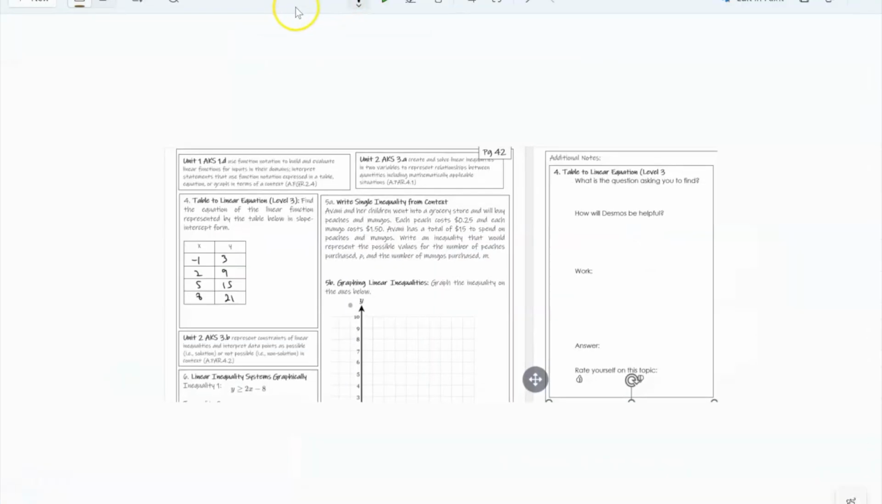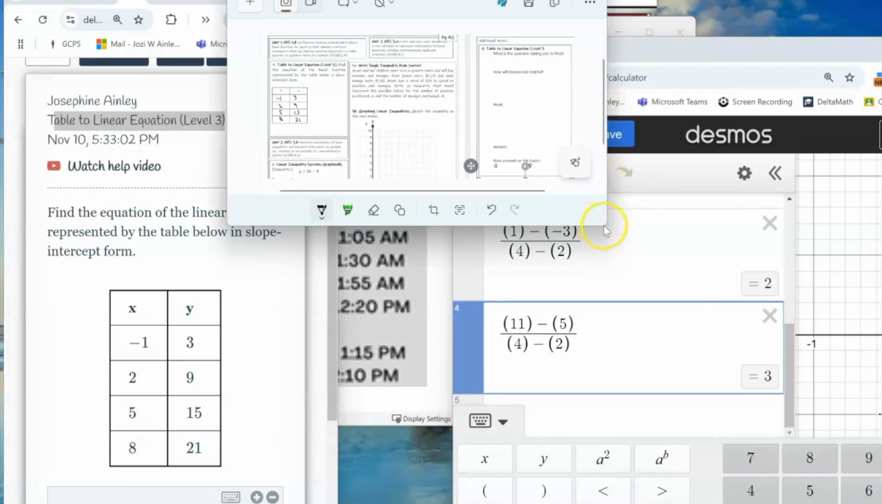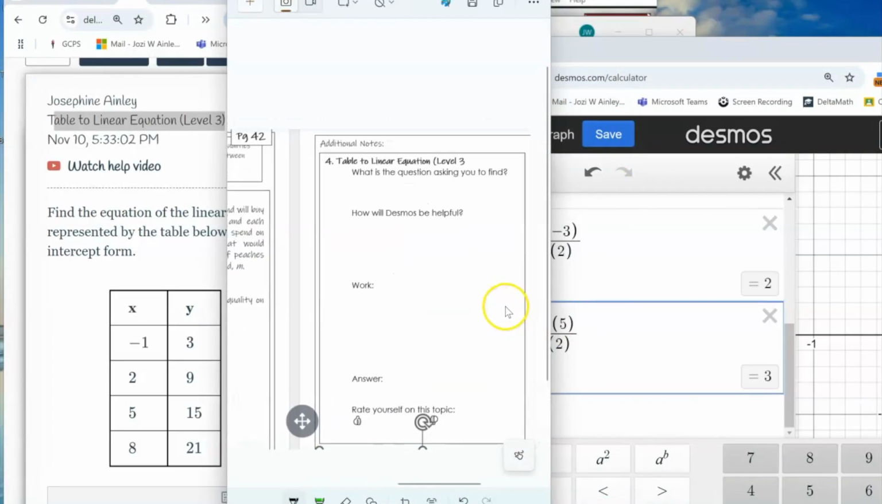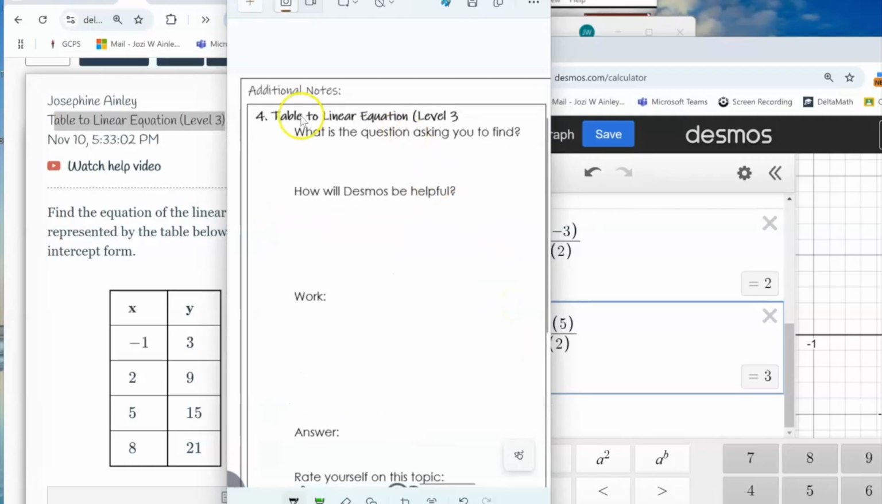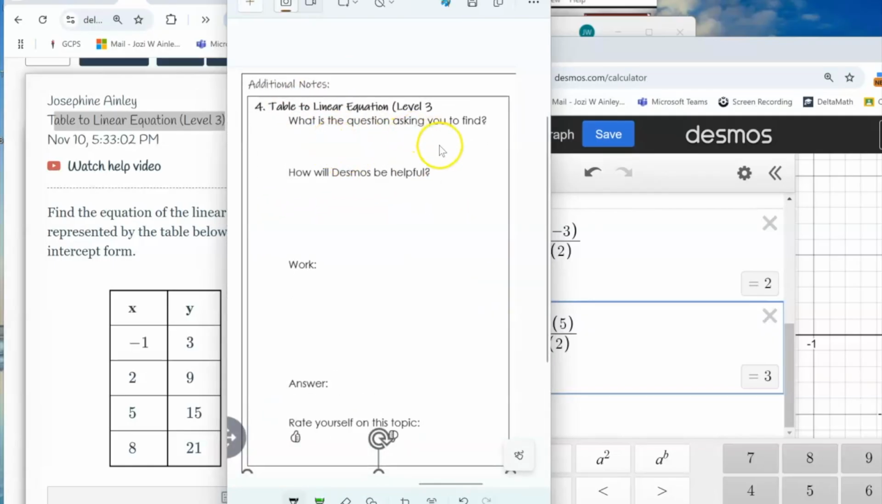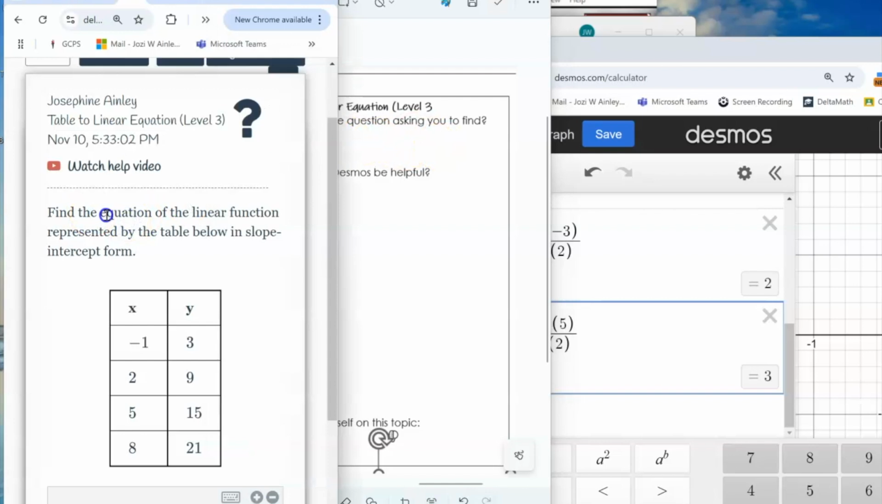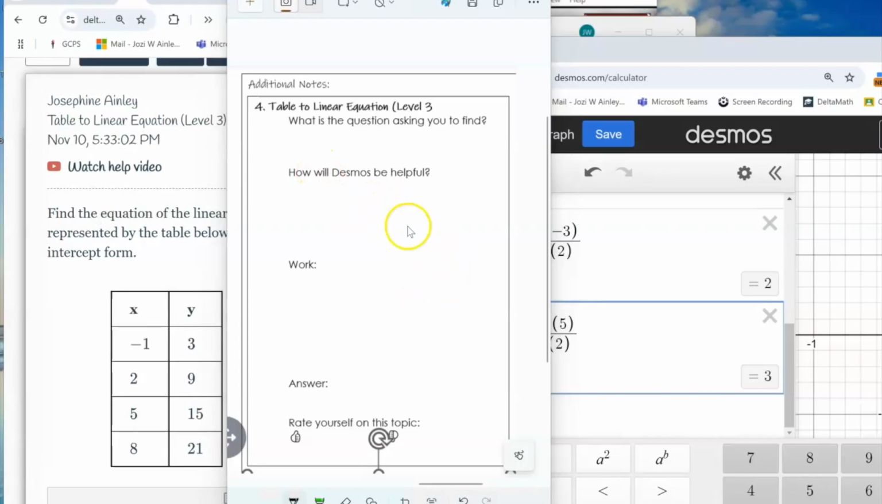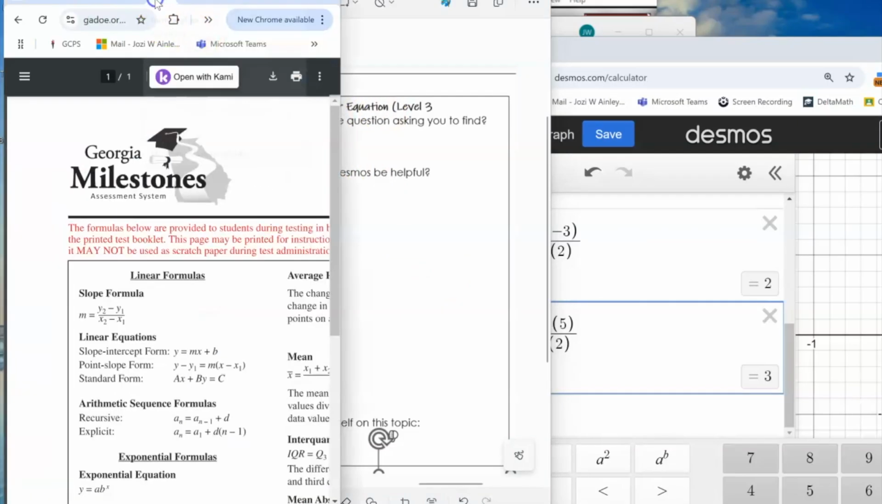So notes are really you writing down what your question is and then writing notes to yourself on how to do that particular question. In addition to that, once you finish, if you look on the other side, there'll be additional notes. What is the question asking you to find? When it says find the equation of the linear function, what is it asking you? Pull out your reference sheet and see what an equation of a linear function is.